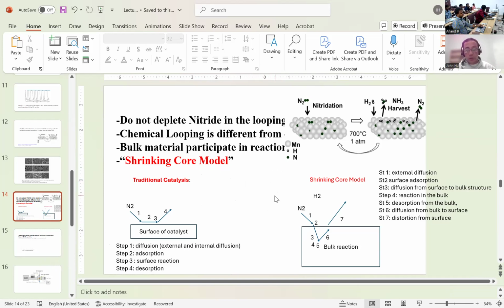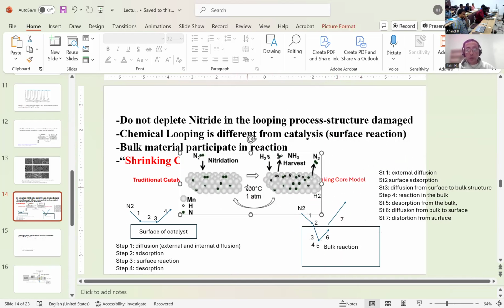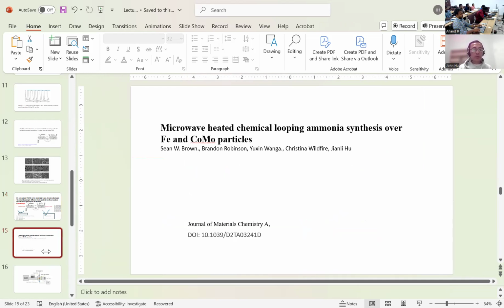So until this point, what we have talked about is thermally driven chemical looping. That means the 700 degrees C, if you look at here, the 700 degrees C is driven by thermal heating. So next I'm going to talk about the same chemical looping process, but driven by microwave. Okay, so here's the topic.